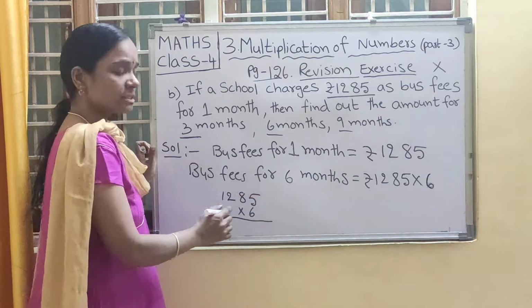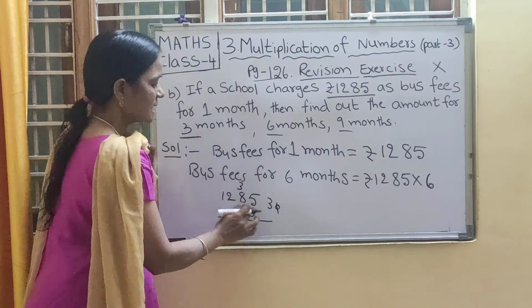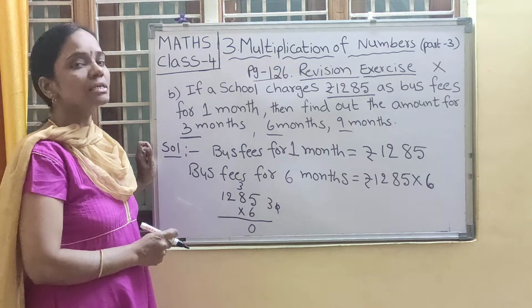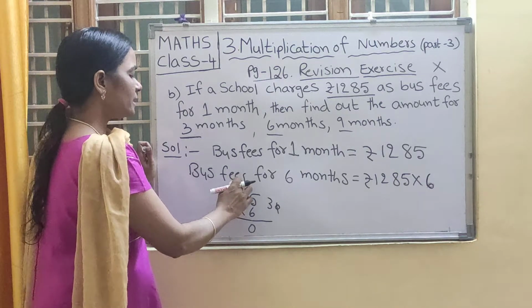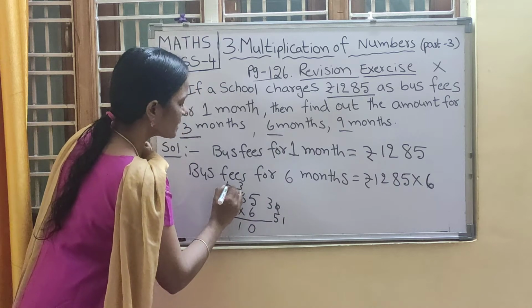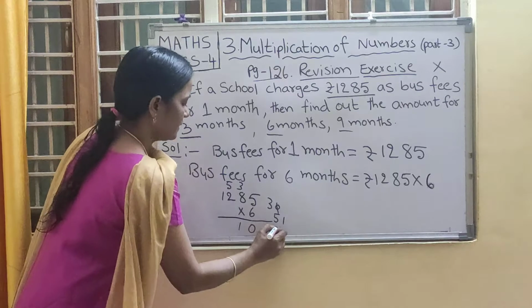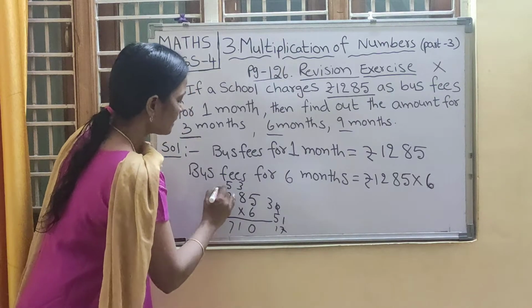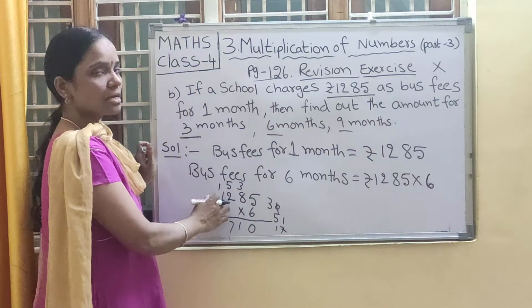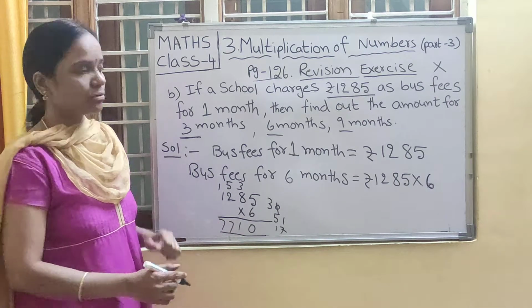6 5s are how much? 30. So 0 right here, 3 as the carry. 6 8s are how much, children? 48, 49, 50, 51. So 1 right here and 5 is the carry. 6 2s are 12. 12 plus 5, 17. So 7 right here and 1 is the carry. 6 1s are 6. 6 plus 1 is 7. What is the answer? 7,710 rupees.